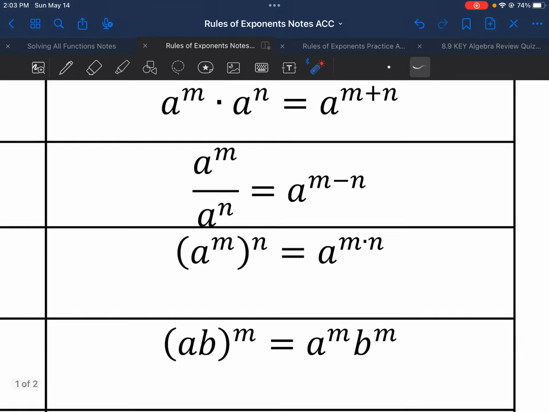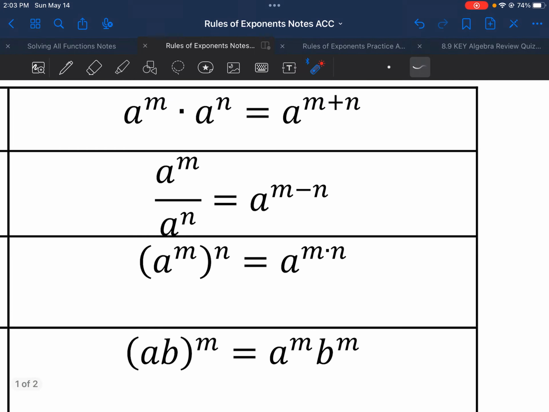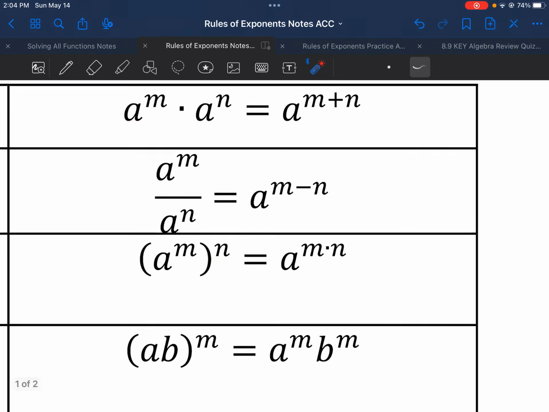Okay. The power rule. If we have a base with an exponent being raised to an exponent, then we can just simply multiply the two powers, multiply the exponents. These two rules right here, the product rule and the power rule, they get confused with each other all the time. Notice here that we're multiplying two of the same bases together. Here it is a base with an exponent being raised to an exponent. So this is a power to a power. This is multiplying two of the same base together.